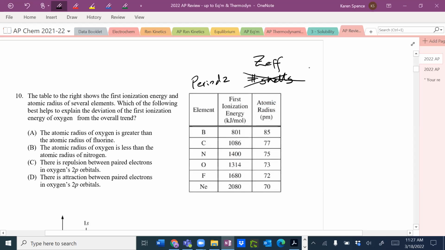So let's see. Which of these explains the deviation of the first ionization energy from the overall trend? Ooh, deviation, I like that one. Deviation of the first ionization energy of oxygen from the overall trend. So the overall trend is upward. Up, up, up, up, up. And then we go up, up, up. And then we go down.